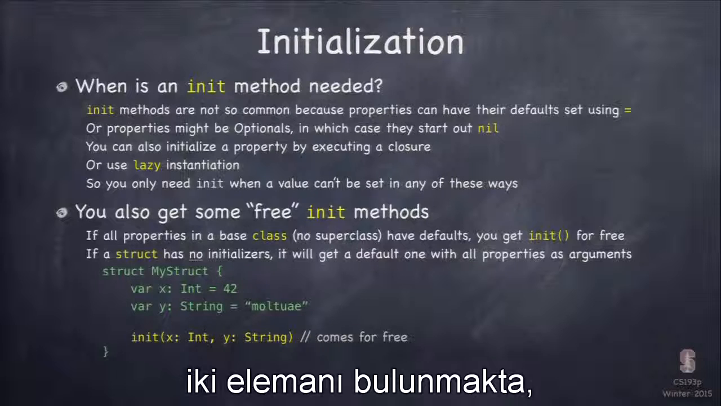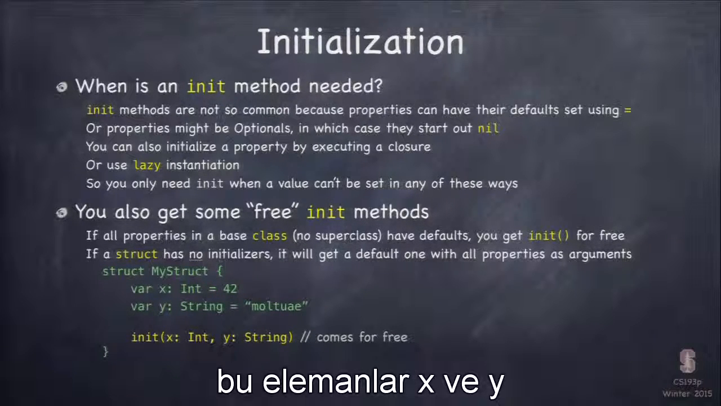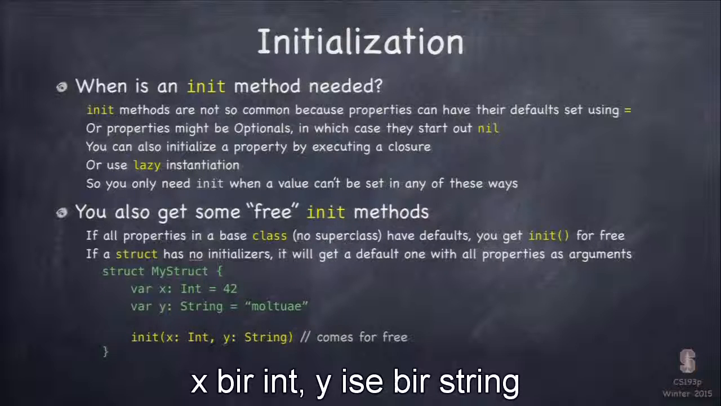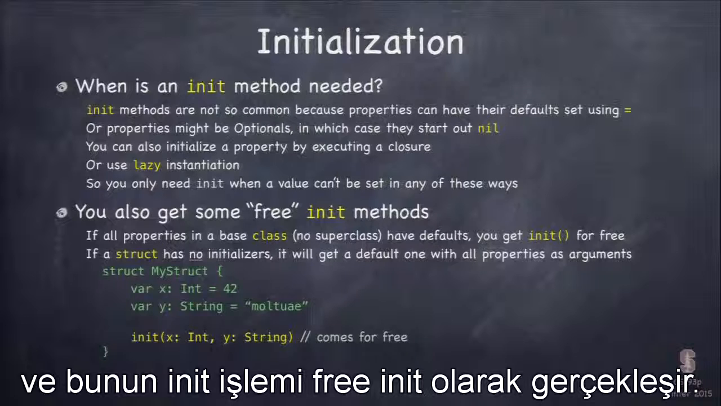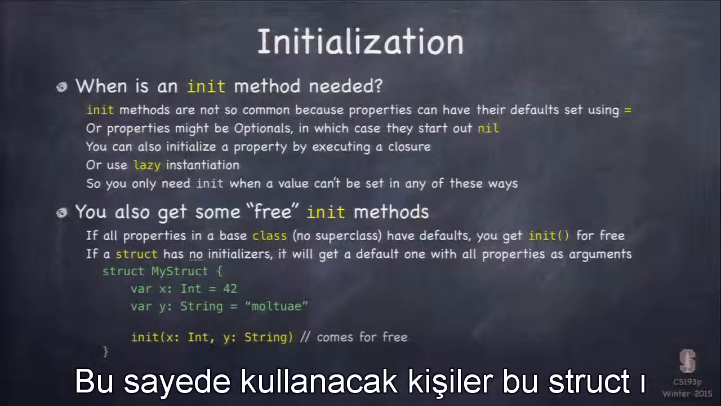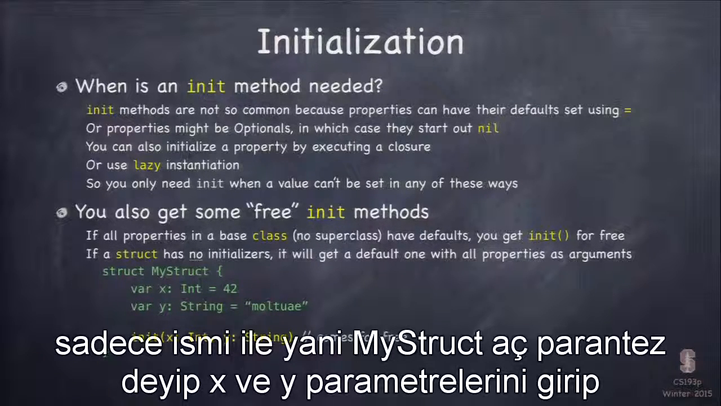Like here, I've got a struct. It has two properties, x and y, and you can see that I got this init x takes an int and y takes a string for free. I didn't have to implement that at all. It just came for free. And so people can call that. They can initialize my struct by saying MyStruct, open parentheses, and provide the x and the y.